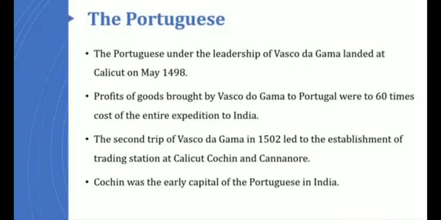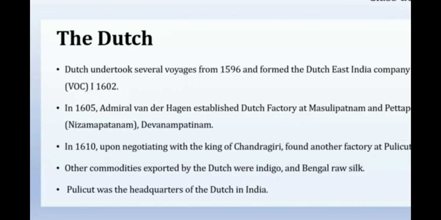The second trip of Vasco da Gama in 1502 led to the establishment of trading stations. The second time, while visiting South India, he formed many trading centers. In three places he started trading centers: Calicut, Cochin and Cannanore. He also kept Cochin as his capital. Okay, the Portuguese kept Cochin as their capital. Are you clear? Next one, the Dutch.